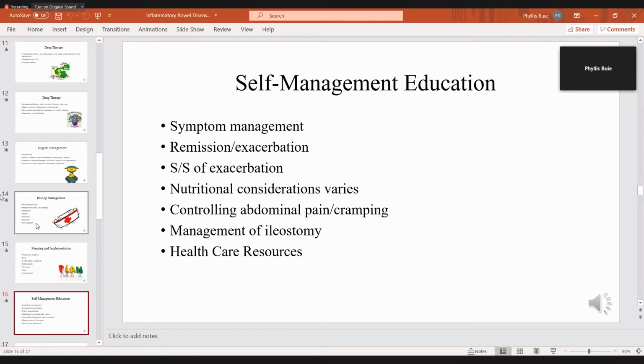And of course, if they have the ileostomy, are they able to manage that? Because they need to be able to take care of that. And you're going to have patients that are going to tell you right up front, I don't want anything to do with that. I do not want to take care of it. You can teach my wife or you can teach my daughter, but I am not taking care of that myself.